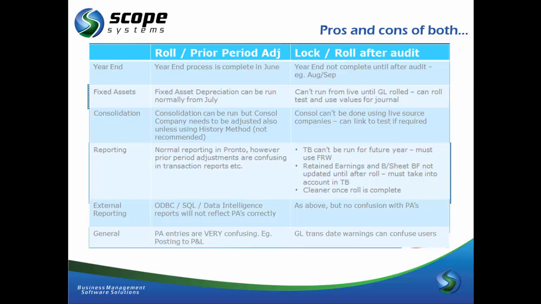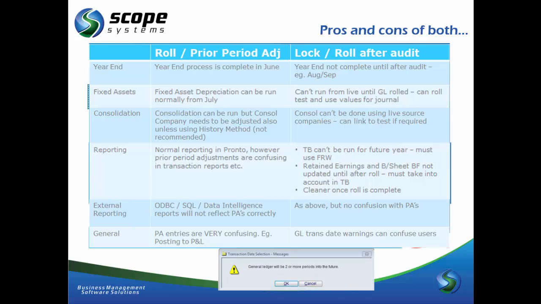Coming back to the rollover method, the ODBC, SQL, and data intelligence reports will not reflect PAs, which is prior period journals, correctly. In terms of the lock method, there's no confusion with the PAs. Generally speaking, the prior period journals are very confusing, i.e. posted into the P&L, and it's probably not recommended. With regards to the lock method, GL translate warnings can confuse users. A typical warning message would be the general ledger is two or more, or could be multiple periods in the future. Simply click OK and ignore that.